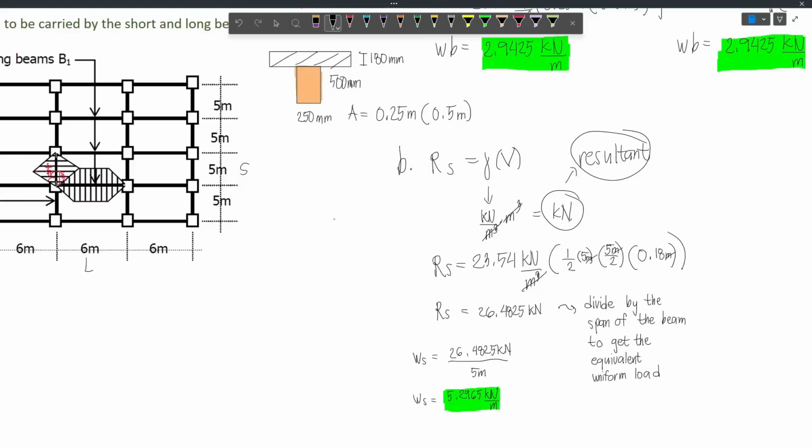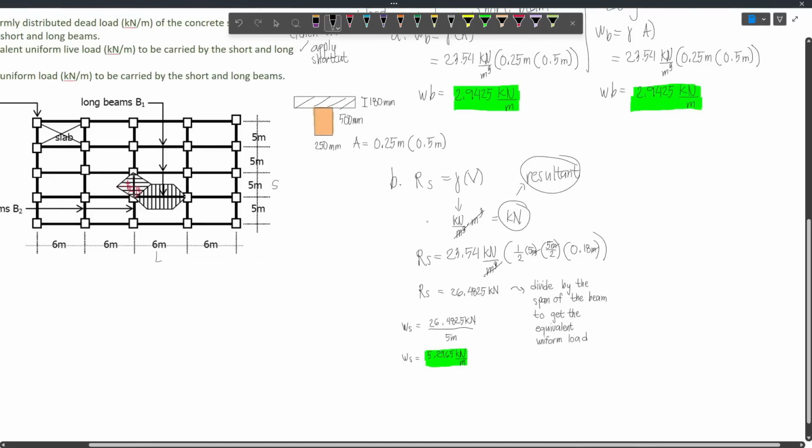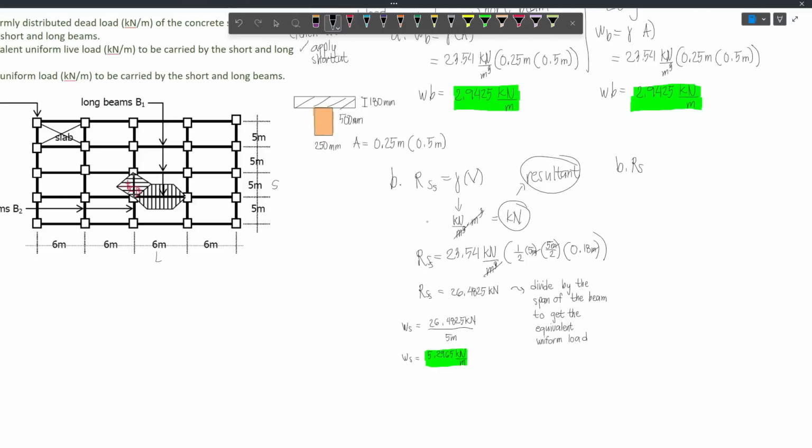And then for the long beam, we will just be using the same concept. So first, we have to compute the resultant. Rs, let's just label this as RSS, or the resultant load of the slab for the shorter beam, and then let's label this as RSL, or the resultant of the slab for the long beam. And so this will still be gamma times the volume. And so yung gamma natin is 23.4 kN per m cubed. And then yung volume natin is the area of the trapezoid, ito, multiplied by the thickness of the slab.